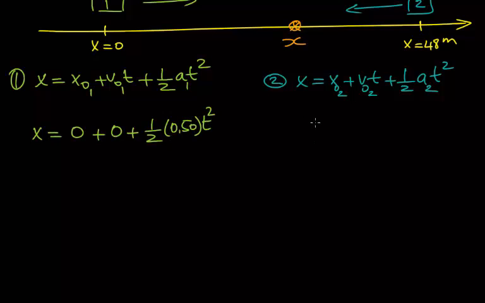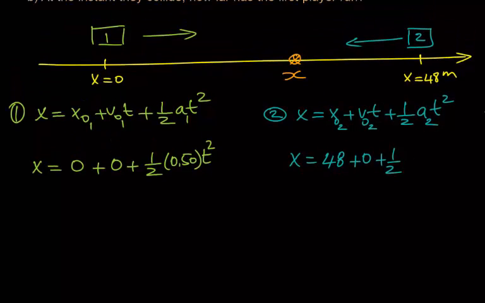Alright, the equation for player 2: x equals, the starting point for player 2 is 48, so be careful here. This is 48. Start from rest means v0 times t is going to be 0. The other thing we really need to be careful with is the acceleration. Player 2 is moving towards the left, which means the acceleration vector is pointing towards the left.